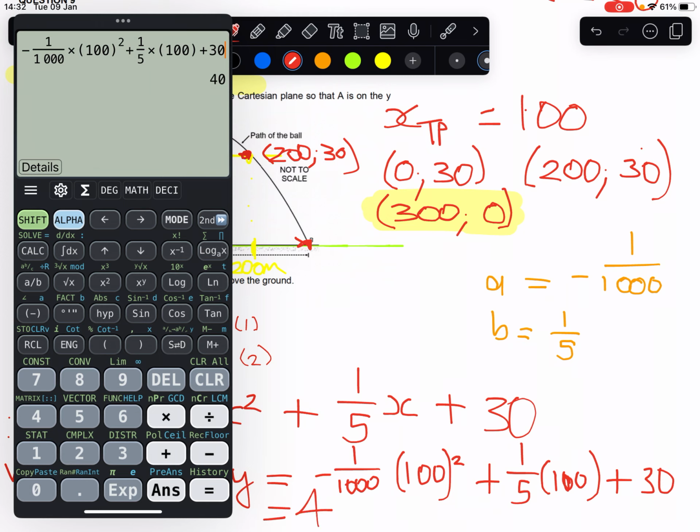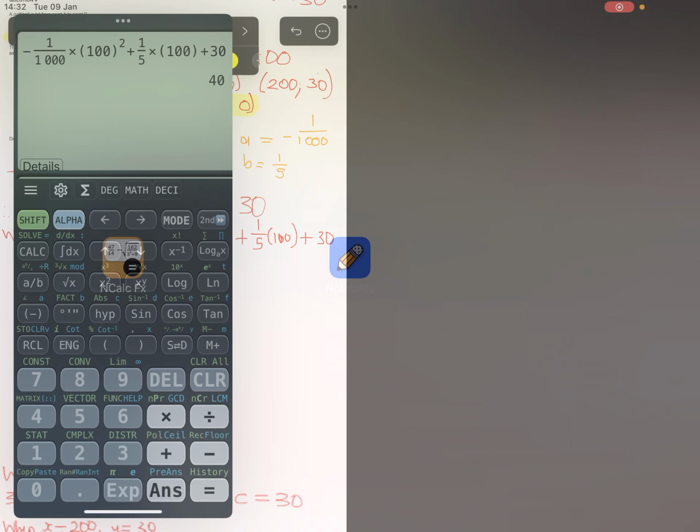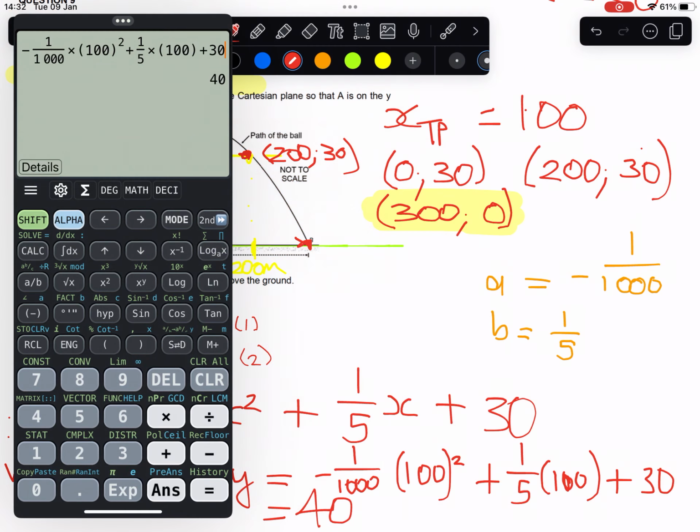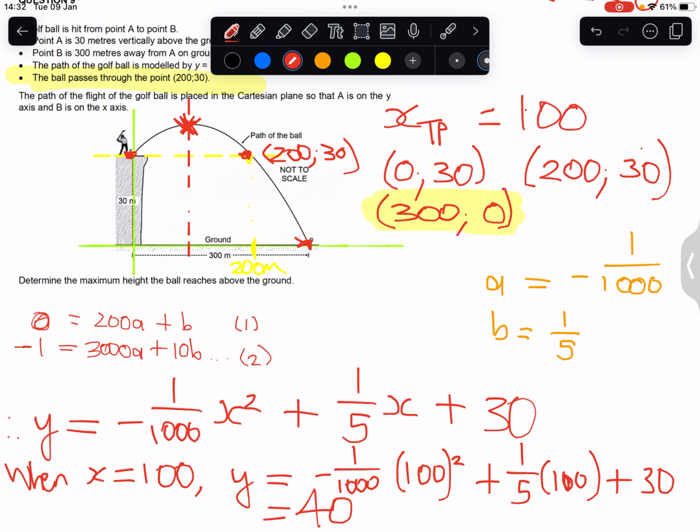Anyway, so I've punched this expression in and it gives us an answer of 40. Right? So what does this tell us? This is telling us that the golf ball, when it's 100 meters away from A, reaches a height of 40, which is actually then the highest point that it reaches before it starts its descent to the ground. Cool.